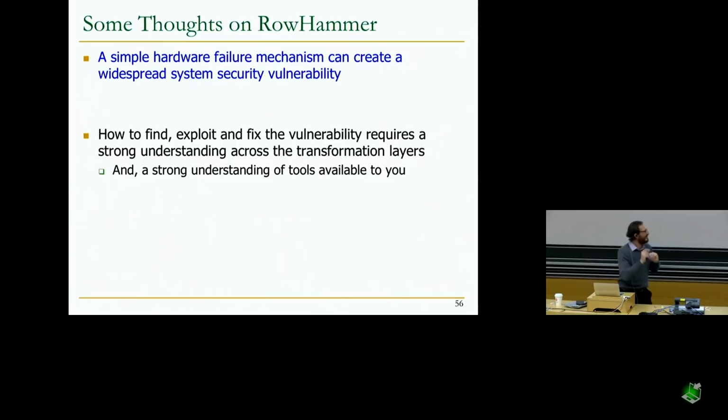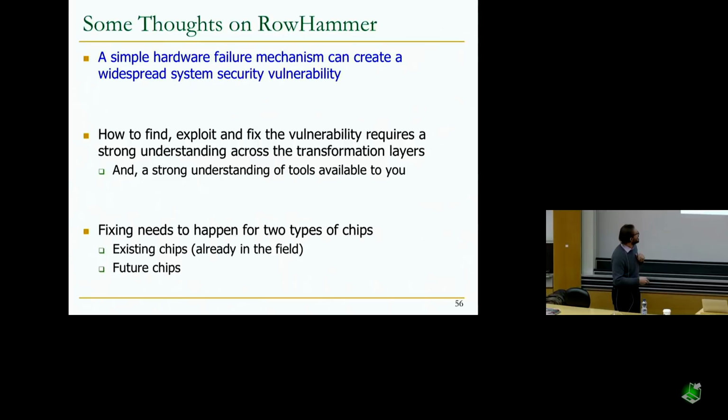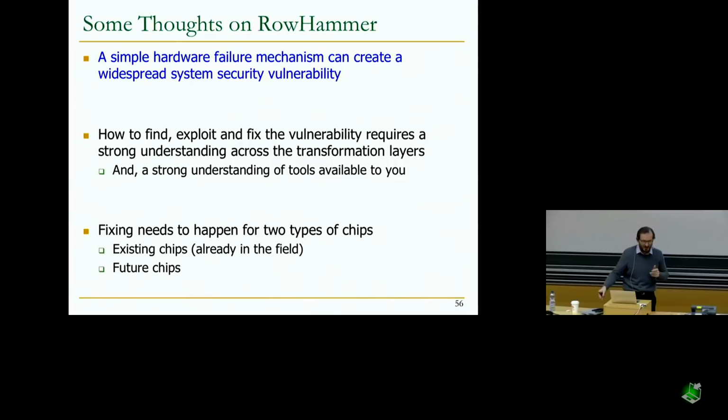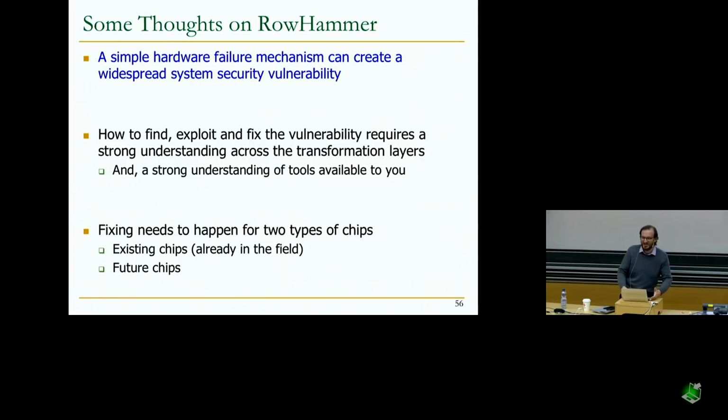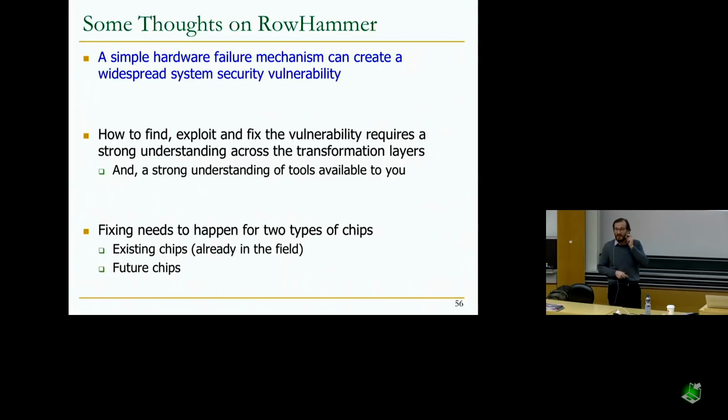So fixing also needs to happen for two types of chips, right? One is existing chips that are already in the field, that are already vulnerable. This thing maybe, or maybe this is already fixed, I don't know. But this thing for sure, because this is old, I know. This is from 2011. Wow, is it really that old? Maybe it's time to change it. Okay, but basically, existing chips: how do you actually solve the problem for chips that are already in the field? And future chips: how do you actually manufacture new chips that do not have this problem?